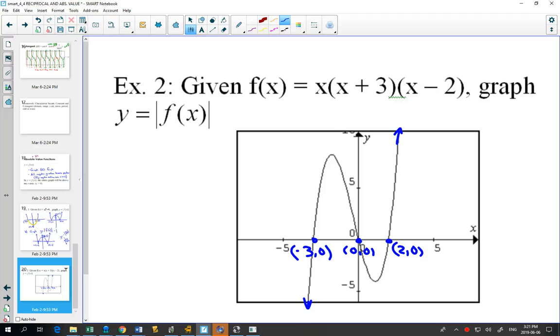All the sections that are negative, they get flipped up. And all the sections that are positive stay exactly the same. So the effect of an absolute value on an entire function is it takes all the y values and makes them positive, but this has the effect of changing any part that's below the x-axis gets flipped up over the x-axis.